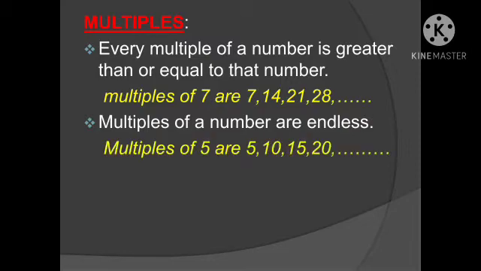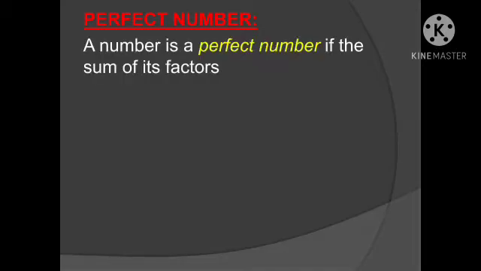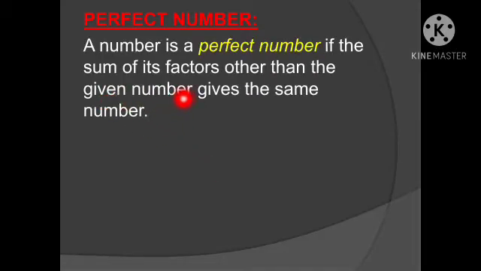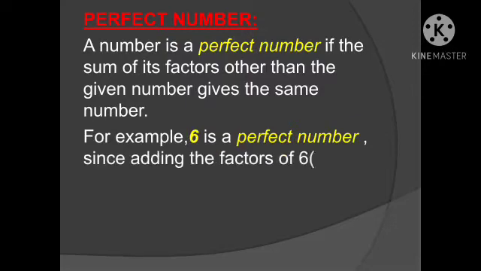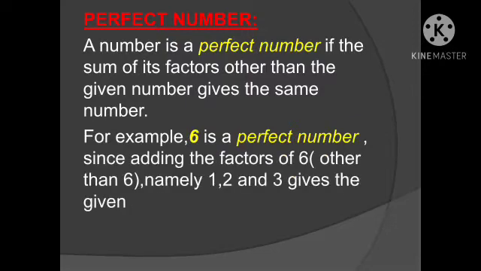Multiples of 5 are 5, 10, 15, 20 and it goes on. They are endless. And the next one is perfect numbers. Now let's see which number is called a perfect number. A number is a perfect number if the sum of its factors other than the given number gives the same number. For example, 6 is a perfect number since adding the factors of 6 other than 6, namely 1, 2 and 3, gives the given number 6.